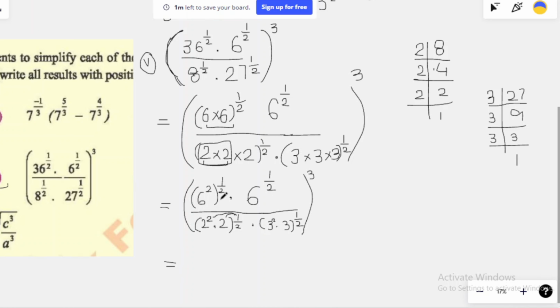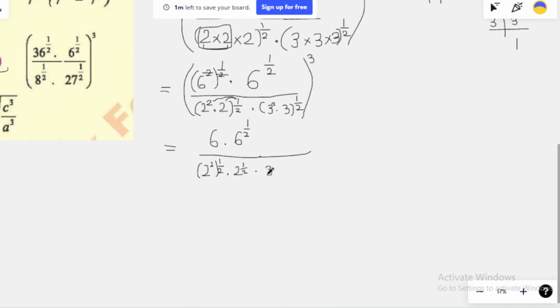Now this 2 and 2 will get cancelled, and we'll be left with 6 times 6 to the power 1 over 2 divided by, here we do know that both numbers which are being multiplied are raised to the similar power, so this power will be distributed over both of them. So 1 over 2 and 2 to the power 1 over 2. Nothing is going to happen for this 3. This power is going to be distributed here, 2 to the power 1 over 2, and it will be distributed over the other one as well, 1 over 2.